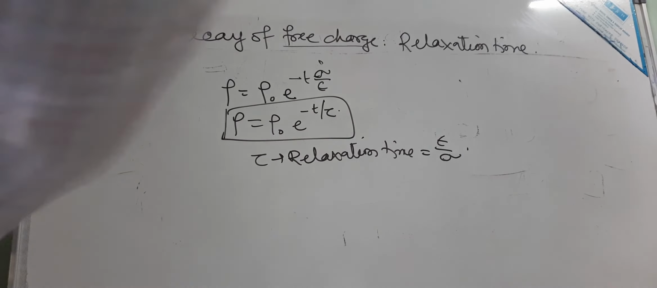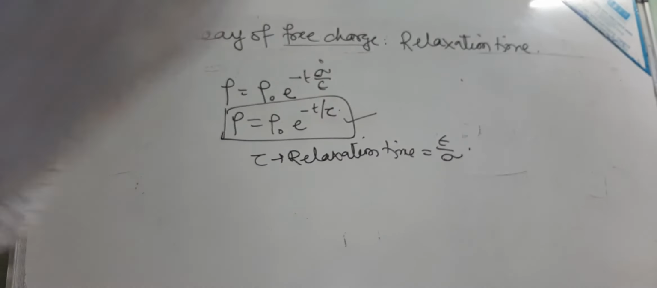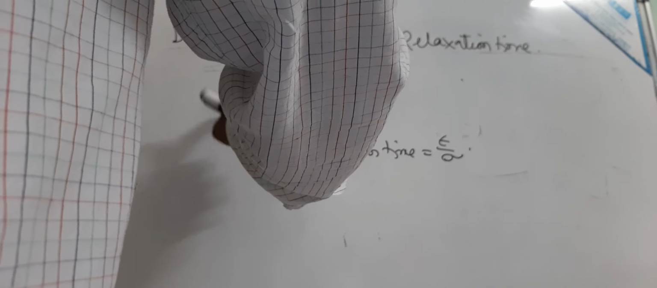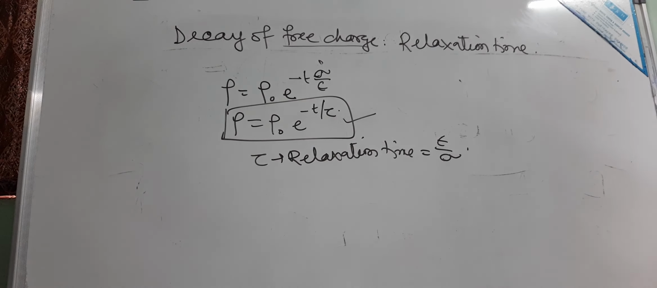So this equation says that the free charge at t equal to 0 has charge density rho naught, and gradually it decreases by a negative exponential relation. The free charge decays as rho equal to rho naught e to the power minus t by tau. So this relation says the free charge decays exponentially, and it is independent of other electromagnetic disturbances.